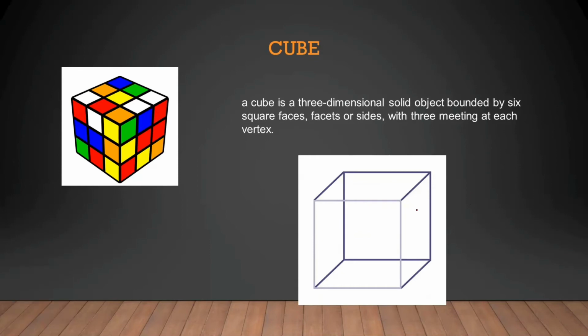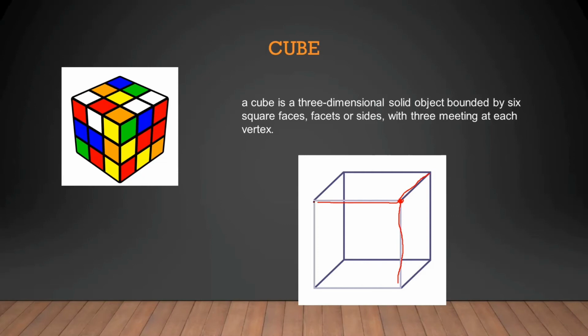So, asan ba yung vertex natin? So, eto yung vertex natin. So, tatlong line yung nag-meet sa kanya. So, this is the first one, the second one, and the third one. So, tatlo, diba? So, with 3 meeting at each vertex.